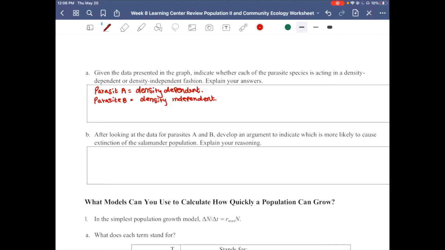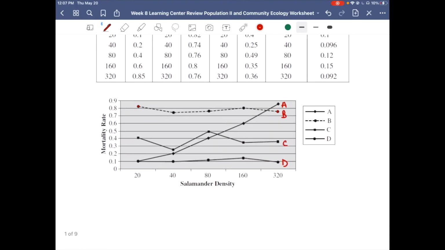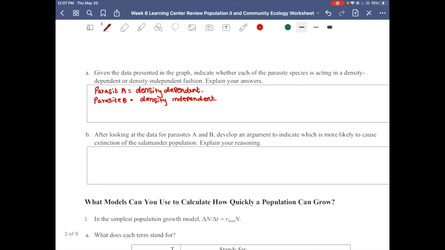Then for C, it doesn't act in a density dependent fashion. So C is right here. It kind of goes down, goes up, goes down, and then flattens, but we don't see a specific trend. For A, we see that as density increases, the mortality rate increases, but with C, it's kind of random. So we can also safely say that it is density independent. We can also call this not density dependent.